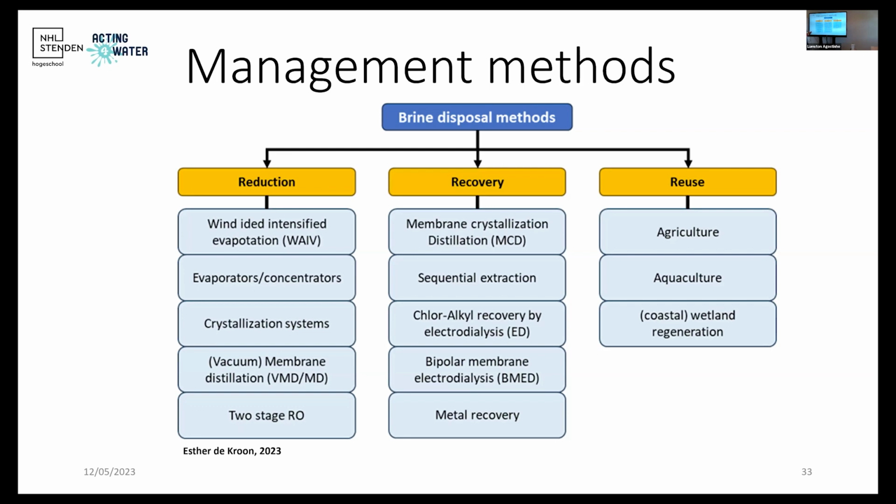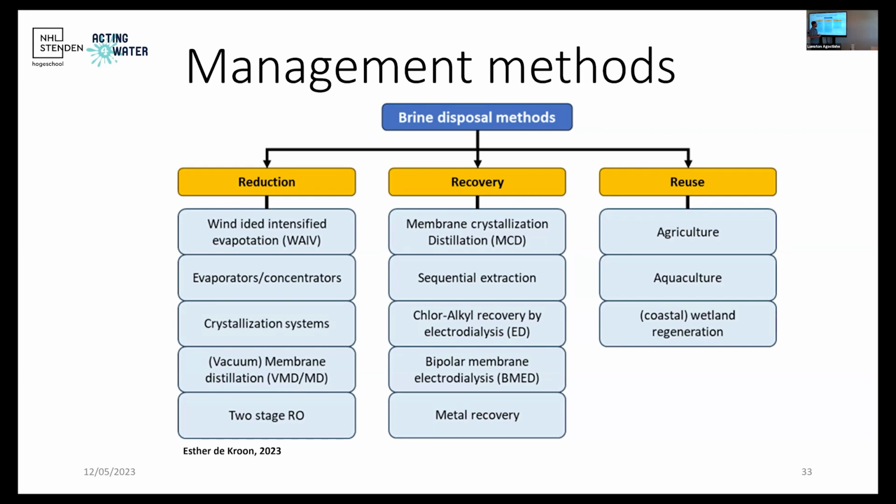Two-stage systems are also possible, where you can play with your membrane systems to selectively separate some ions. In the recovery part, you have membrane crystallization distillation, where you can also selectively separate. You have sequential extraction. ED can be used for that, and bipolar membranes too. Metal recovery. Here at Wetsus, for sequential extraction, we also have experience with supercritical desalination. There are different ways to selectively remove salts. And in the reuse part, we have agriculture, aquaculture, and wetland regeneration.